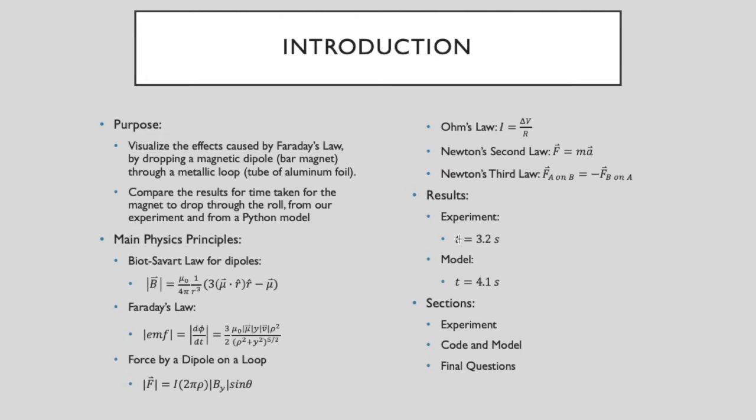Our experimental results are that the average time taken for the magnet to drop through the tube of aluminum foil is 3.2 seconds. The results we got from our model are that the time taken is 4.1 seconds. In this report, we will first cover the experiment, then we will take a look at the code and the model, and finally we will address some final questions.